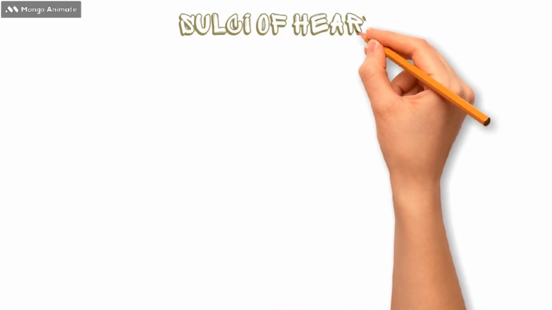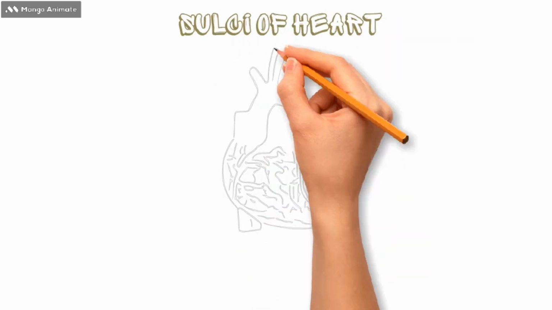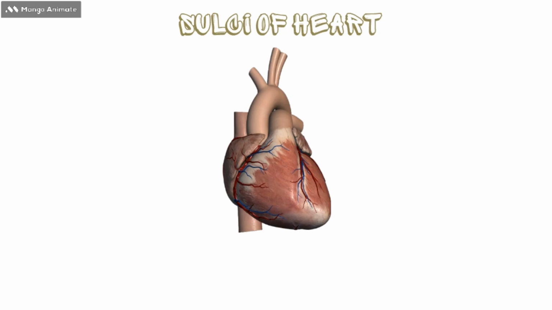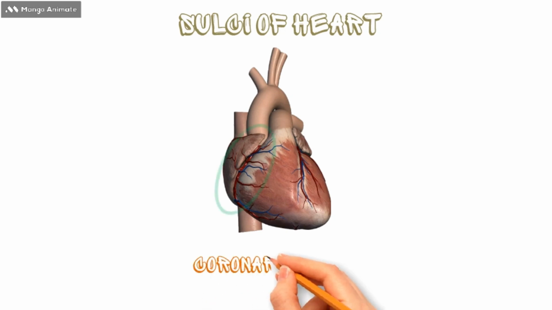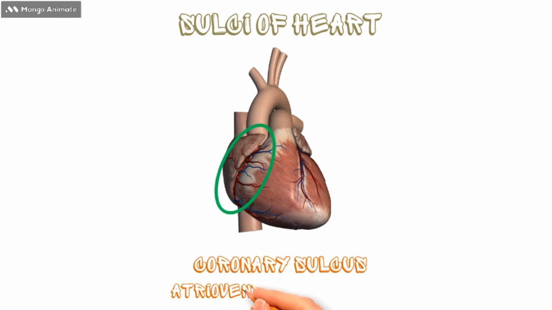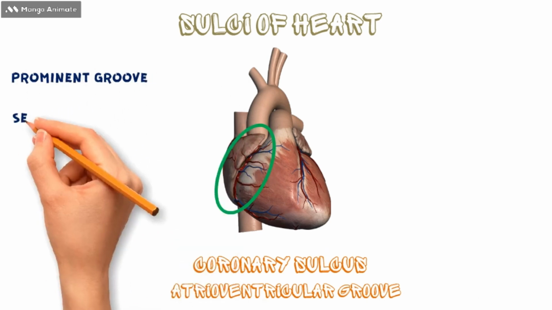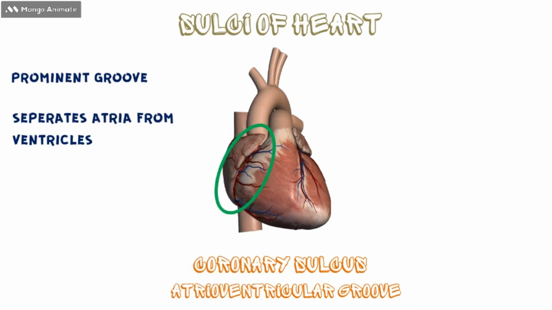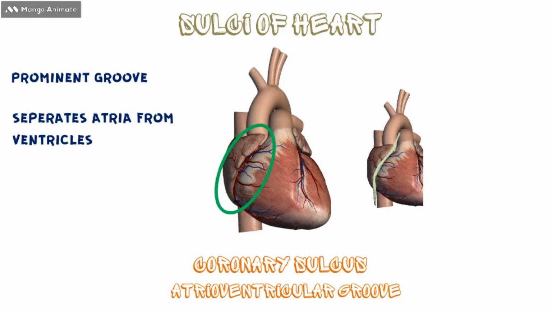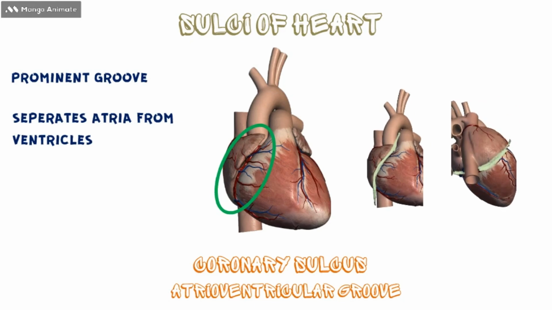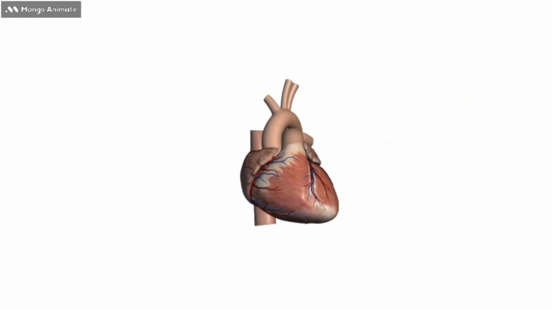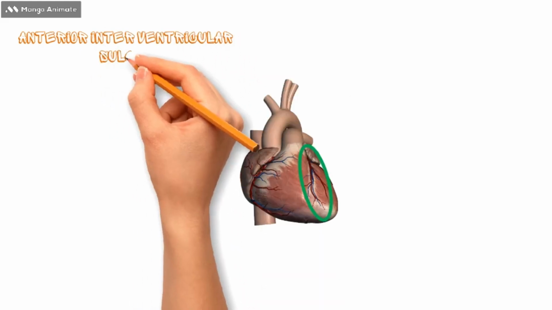First of all, let's take a look at the sulci of the heart, because that will help us know exactly where the inner chambers are. The first one is the coronary sulcus, also known as the atrioventricular groove. This sulcus is a prominent groove that separates the atria from the ventricles, visible on both the anterior and posterior sides very clearly. Another sulcus you will see is the anterior interventricular sulcus.